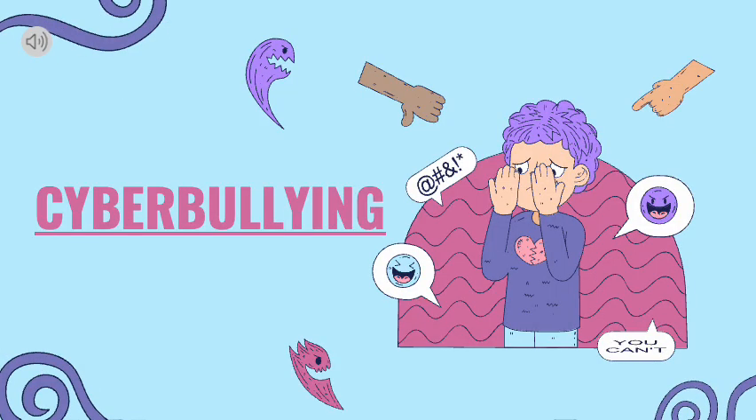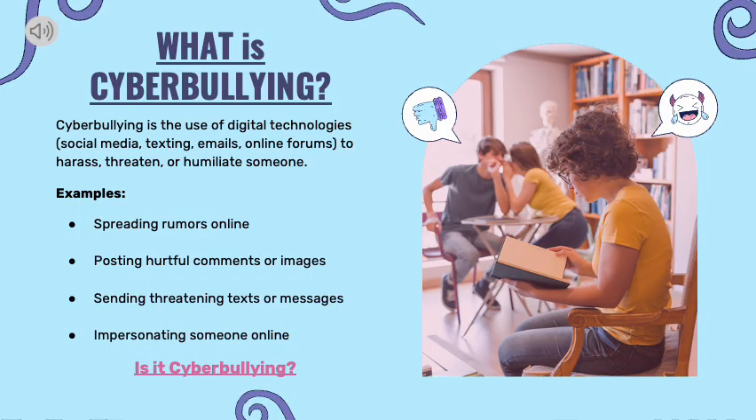The next few slides are focusing on cyberbullying. What is cyberbullying? Cyberbullying is the use of digital technologies like social media, texting, email, or online forums to harass, threaten, or humiliate someone. Examples are spreading rumors online, posting hurtful comments or images, sending threatening texts or messages, and impersonating someone online. The link provided also shows you a video titled, "Is It Cyberbullying?"